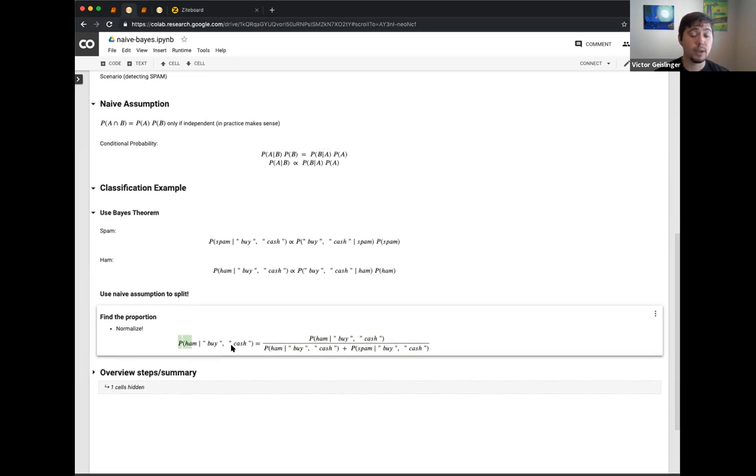And this is essentially what you'll do when you're writing out the code and working through it. We'll talk about this in a second, but you'll tokenize it and count the frequency. You basically count how often these words come up within a certain context. So how often does the word buy occur given that it's spam, okay? Or ham, or whatever it is, okay?